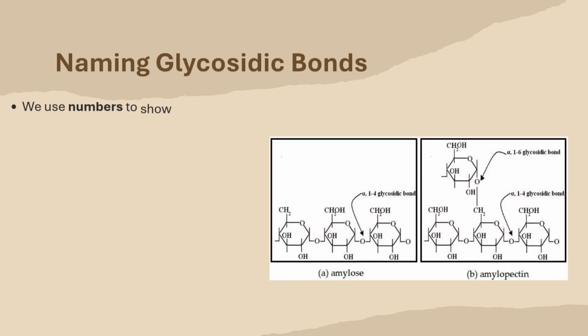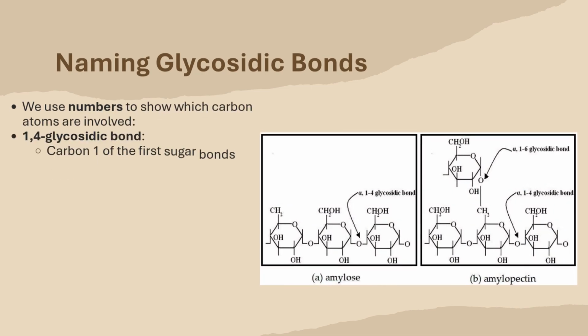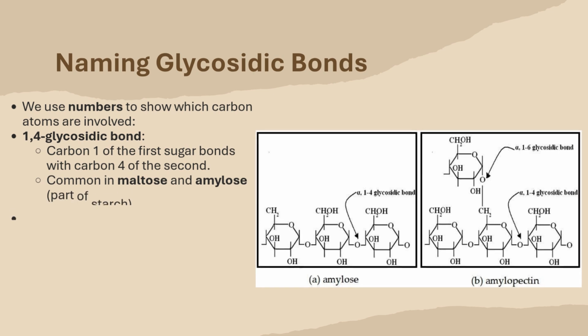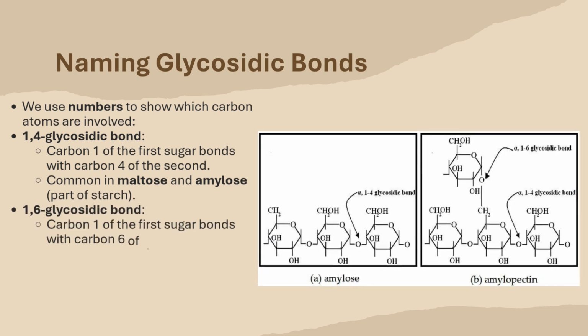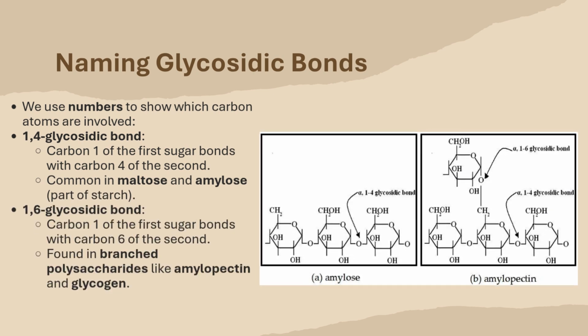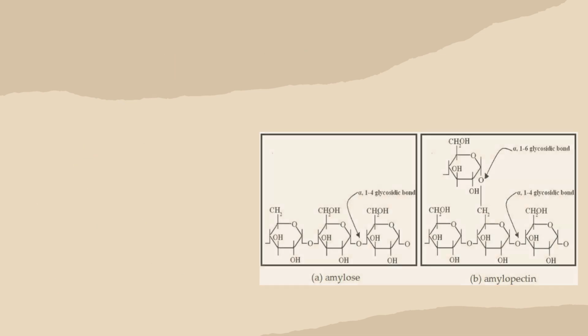Naming glycosidic bonds. We use numbers to show which carbon atoms are involved. 1,4 glycosidic bond: carbon 1 of the first sugar bonds with carbon 4 of the second. Common in maltose and amylose, part of starch. 1,6 glycosidic bond: carbon 1 of the first sugar bonds with carbon 6 of the second. Found in branched polysaccharides like amylopectin and glycogen.